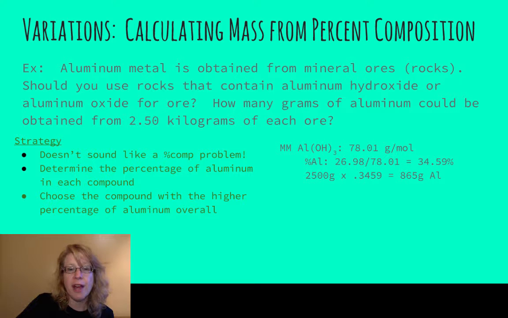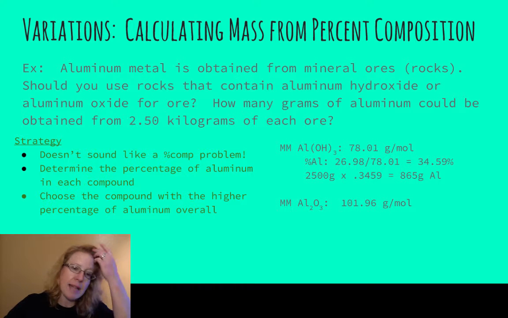If I've got 2.5 kilograms of each ore, I turned it into grams because it's going to make more sense for me. So again, I do that multiplication. 2,500 grams, you could do it in kilograms if you wanted to, times 0.3459, don't forget, it has to be as a decimal, and I would get 865 grams of aluminum, or if you did it in kilograms, you get 0.865 kilograms of aluminum. Either one would be correct.